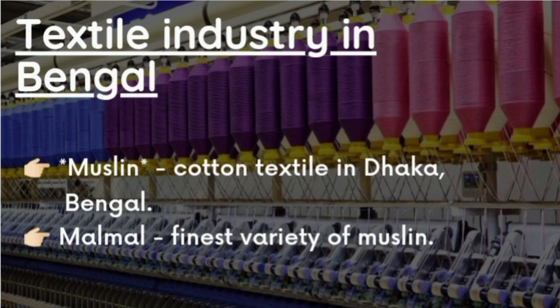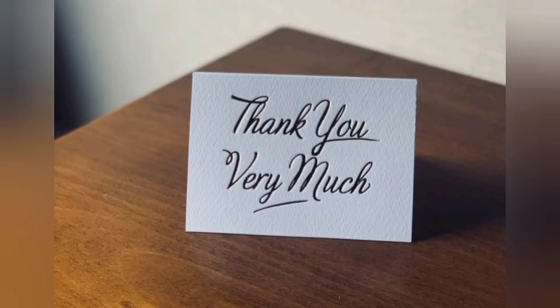Then there is a small box on page number 4, where it discusses the textile industry in Bengal. There was a famous cotton textile industry in Bengal named Muslin, situated in Dhaka, which is now the capital city of Bangladesh. They produced the finest variety of muslin, and such cotton was named malmal.